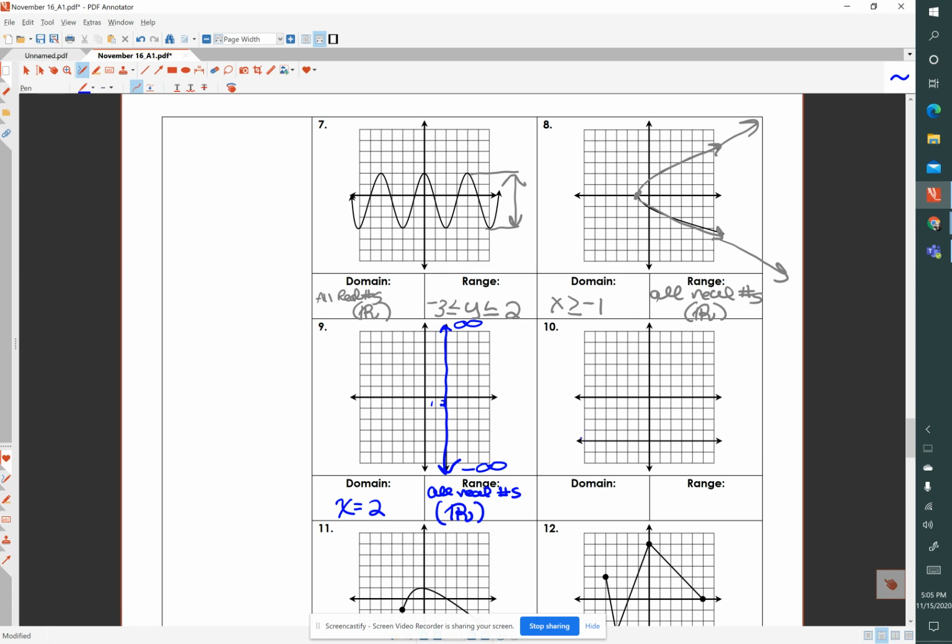And likewise, number 10, we have a horizontal graph. So in this case, the domain is all real numbers. But the range is y equals 1, 2, 3, that's -4.